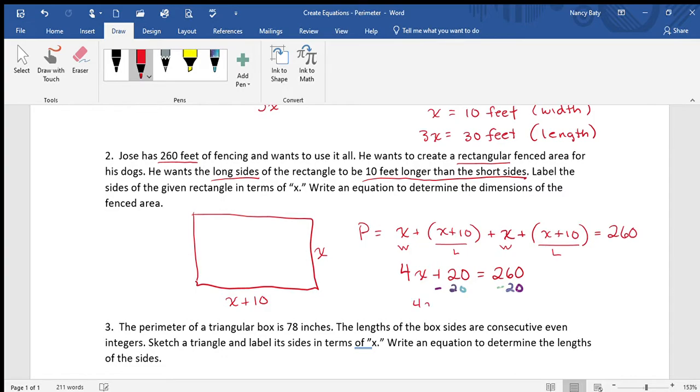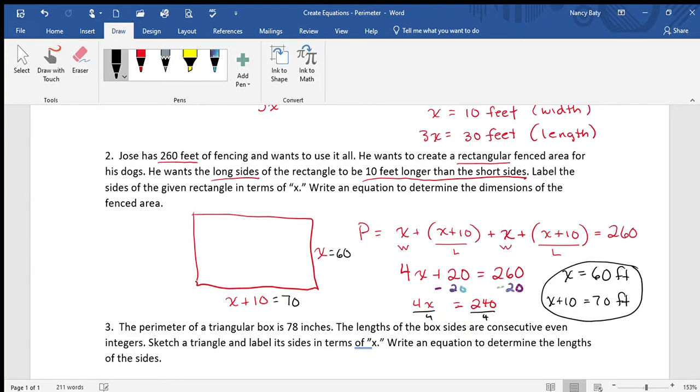So we have 4x equals 240. And now we're going to divide both sides by 4. And we get x equals 60. Now remember, x was the width. And this is 10 feet longer than 60, so it must be 70. And these are both measured in feet. And I have my width and my length.